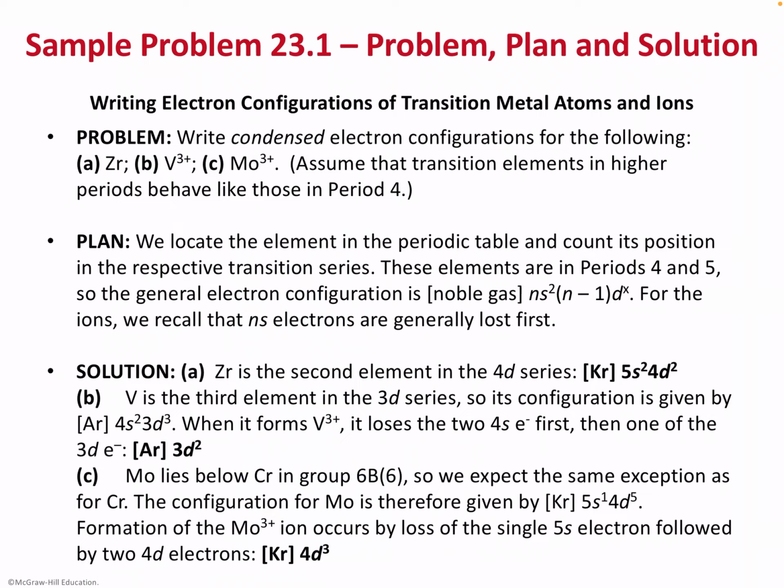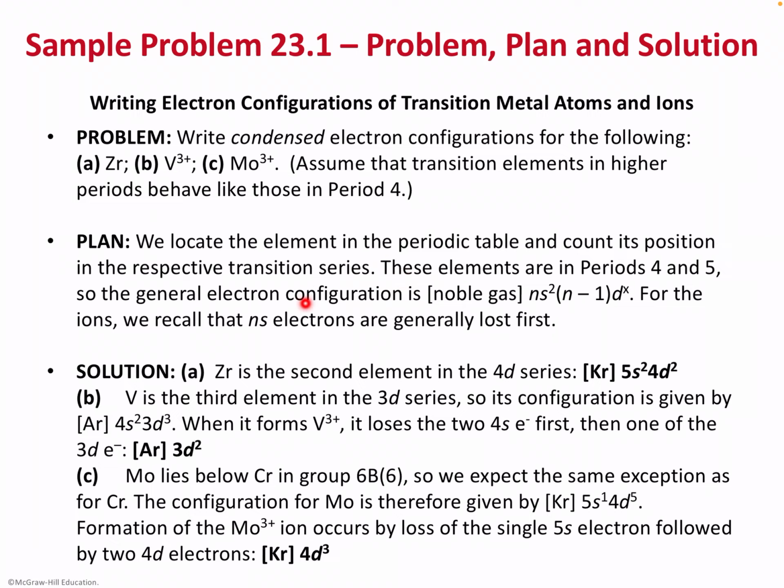Write condensed electron configurations for the following: zirconium, vanadium, and molybdenum. Assume that transition elements in higher periods behave like those in period 4. How do we try to answer this question? First, we locate the element in the periodic table and count its position in the respective transition series. These elements are in period 4 and 5.